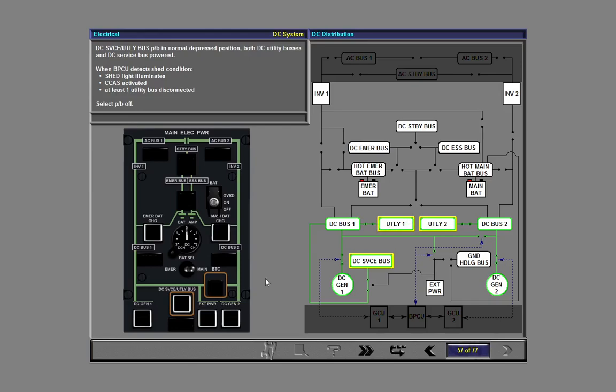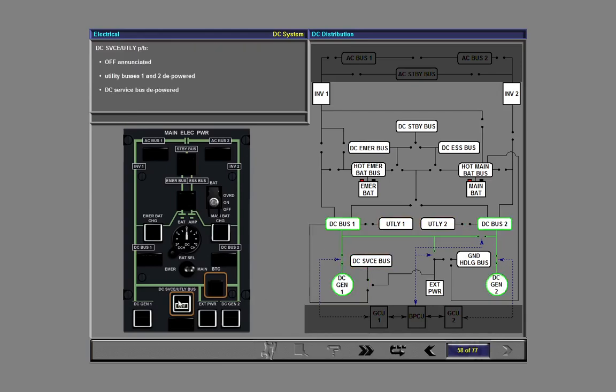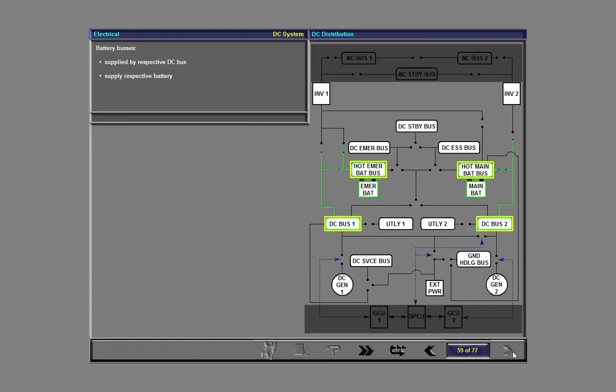Now select the push button to off. Note the operation of the relevant bus contactors. When the push button is released, off is enunciated and utility buses 1 and 2 and the DC service bus are depowered. In normal operation, the battery buses are supplied by their respective DC bus, and they supply their respective battery during the charging phase.